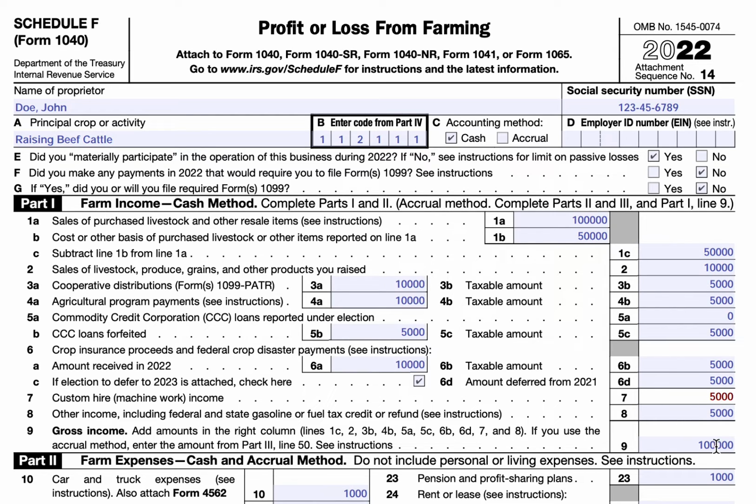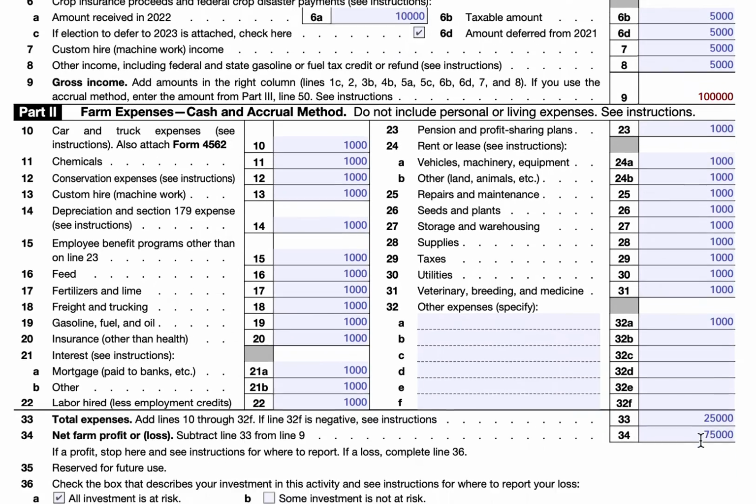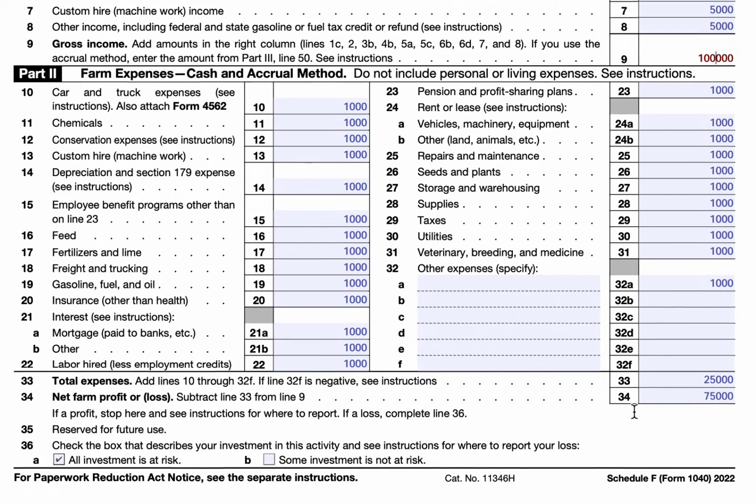So you're going to total all of these up, all of the items in the right column, and then you're going to enter basically the total here. So this is your gross income from farming, and this I believe is $100,000. Now, if you use the accrual method, then you would take the line 50 amount, and even if you did not do this, all of this would look blank, and you would take the line 50 amount and insert it in line 9, because then you will use this to calculate your net profit.